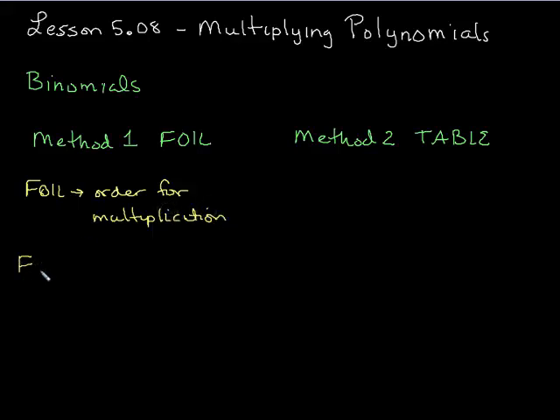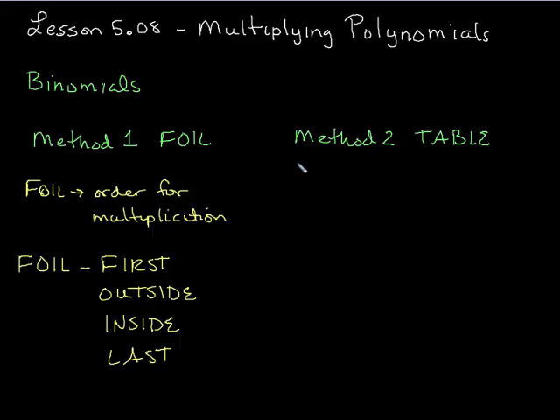And the letters in FOIL tell us the order. They stand for first, outside, inside, and last. Method 2 uses a table, and the table works just like a multiplication table. So first let's talk about these terms: first, outside, inside, and last.